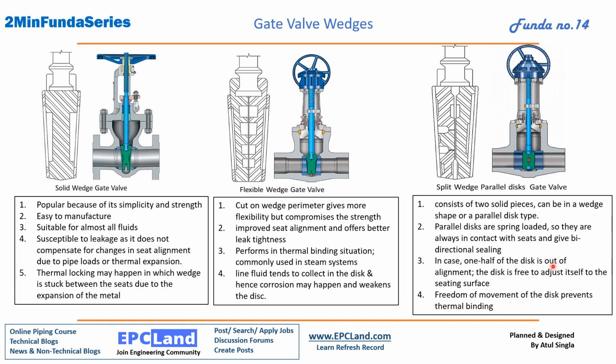In case one half of this disc is out of alignment, the disc is free to adjust itself to the seating surface. So again it is better and it helps with the seating arrangement, which was the major drawback here, seat alignment. Freedom of movement of the disc prevents thermal binding. So thermal binding, which was a problem here, is mitigated in this case. That's why this one is better as compared to the others. Although it is very easy to manufacture, this has some complication. So some drawbacks and some benefits are there, and based on process requirements and other properties, we can select one of these wedges. So this was all about gate valves, which we have covered in this section.